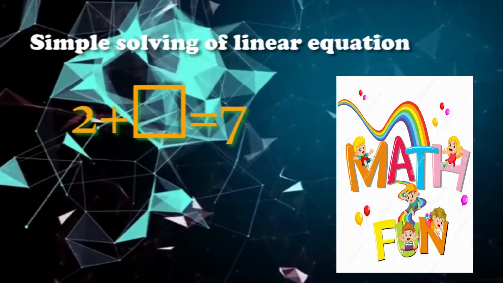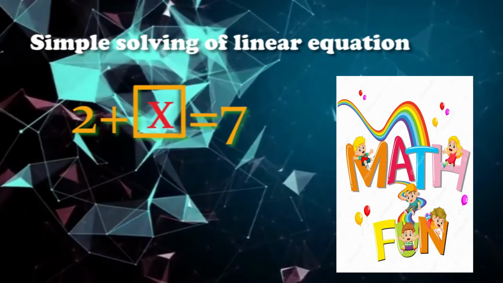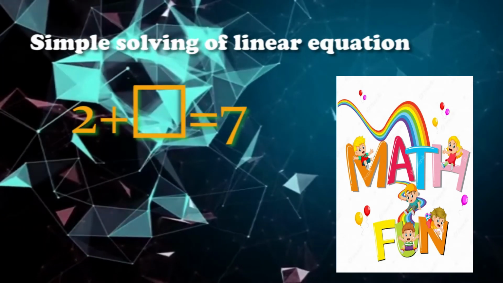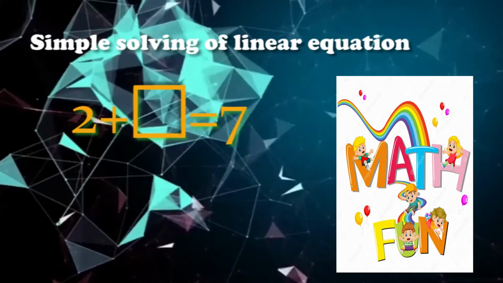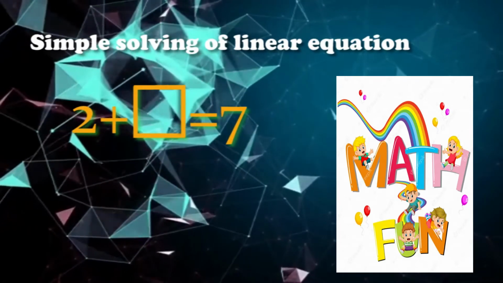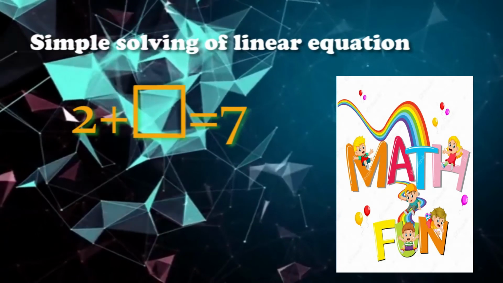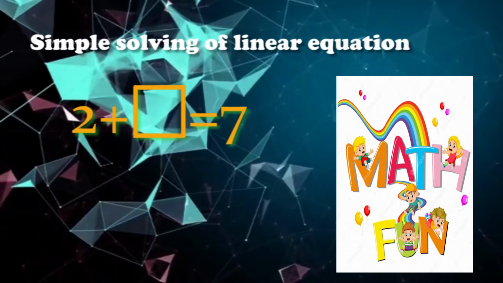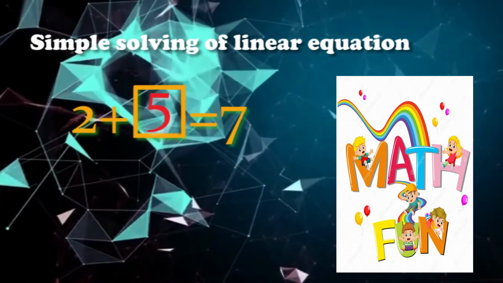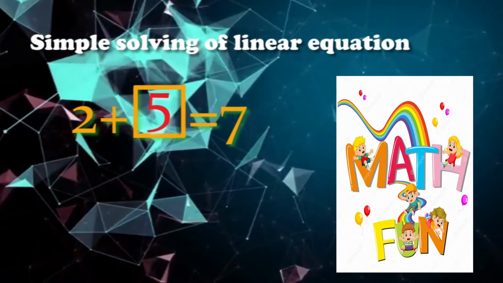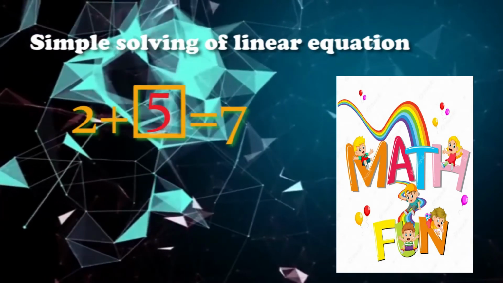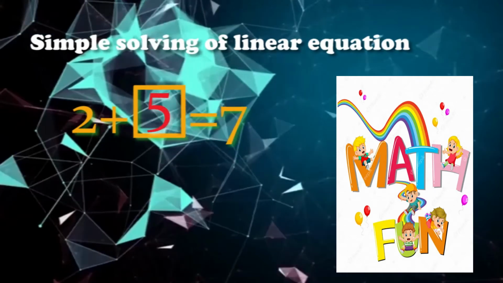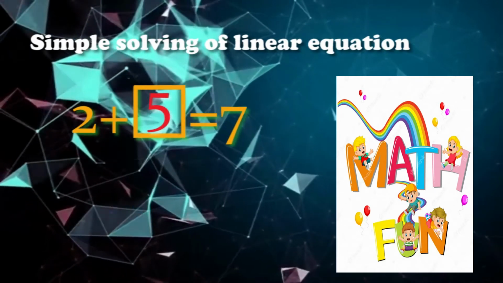If we have 2 plus x equals 7, then what is the missing number? First, as I said, let's change the x with a box. So that will be 2 plus box equals 7. Now, what is the missing number that will complete the equation and match the outcome? Then it should be 5, right? Because when you add it to 2, then it will be 7. So the number inside the box, the missing number to complete the equation, is 5. That is the idea of solving linear equations.